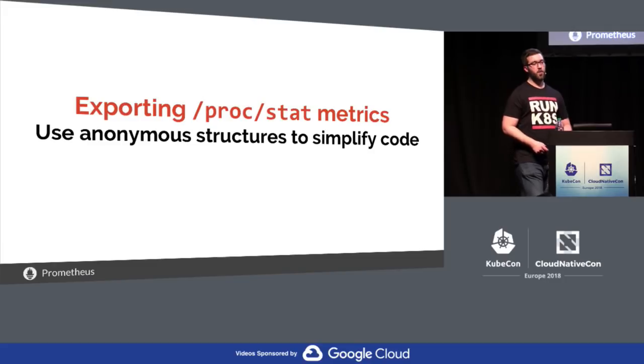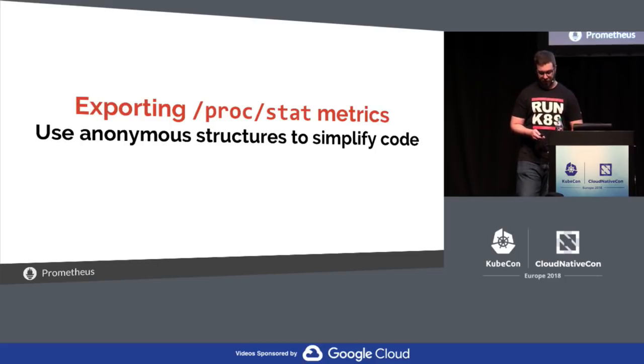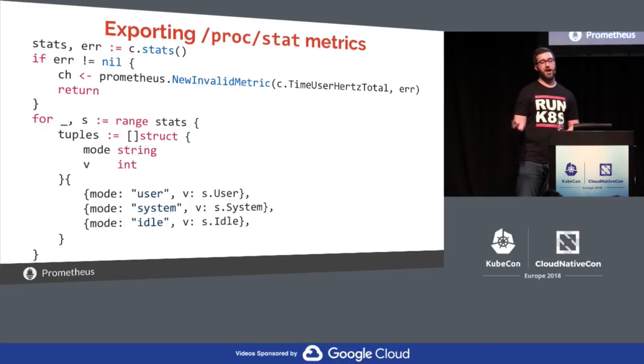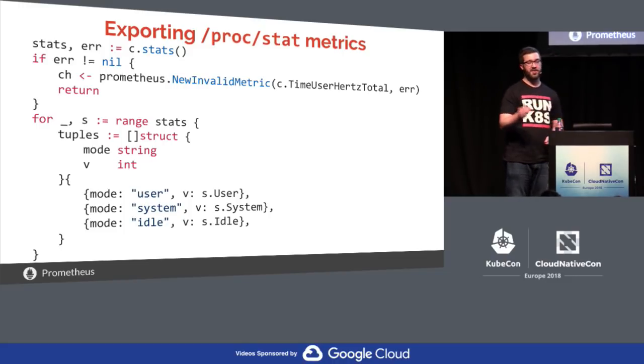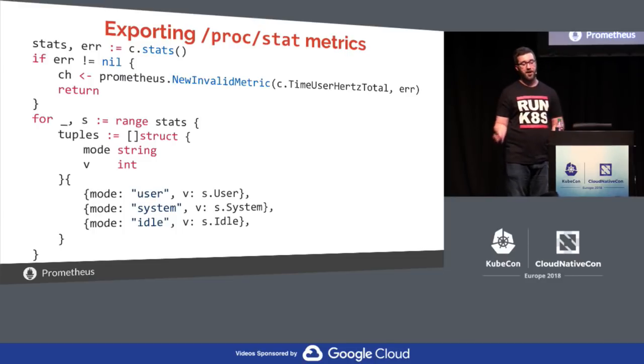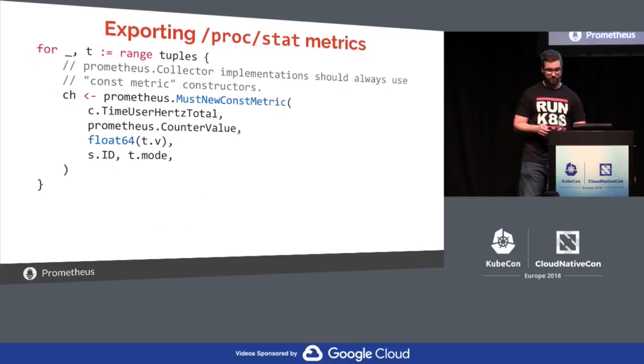So here's a tip. When you're working with structures that have repetitive fields, such as user, system, and idle integers, you can use anonymous structures to simplify your code somewhat. So we call our stats function here, we get our stats, and we're going to iterate over each entry, and what we want to do here is we have this slice of anonymous structures. If you've ever done table-driven tests in Go, you may be familiar with this. But essentially, we're going to associate each of these mode strings with the raw value. So the user string is associated with the user value, and so on.